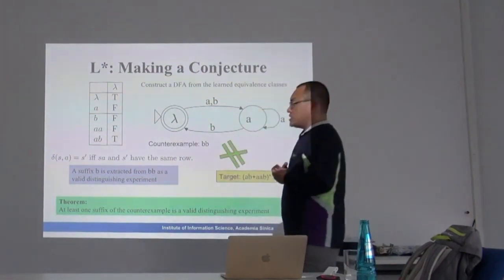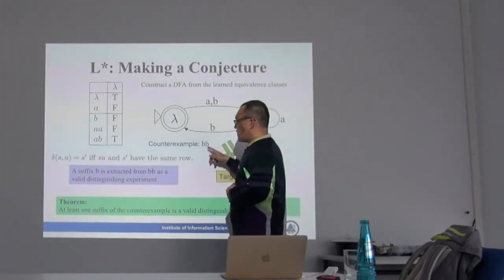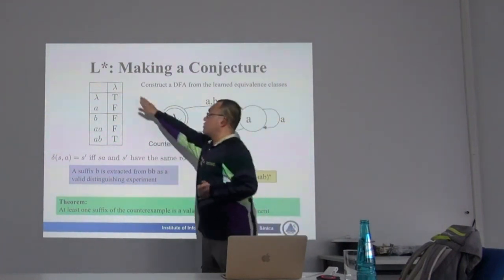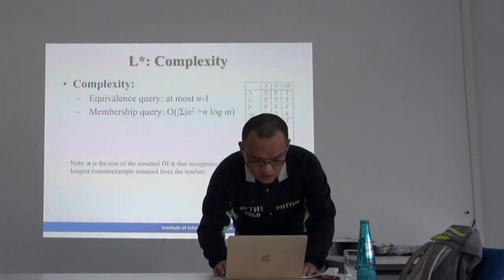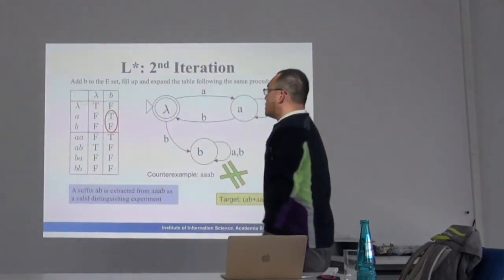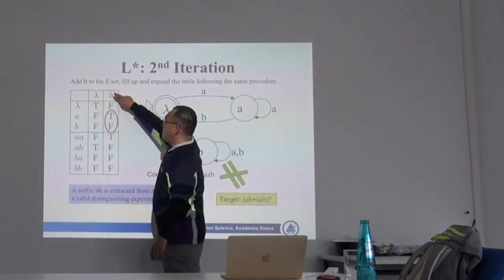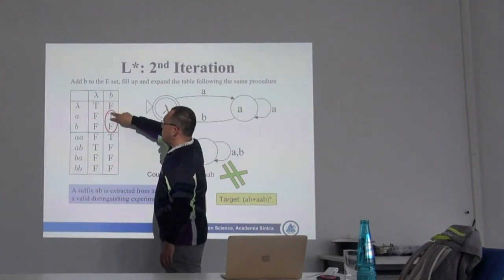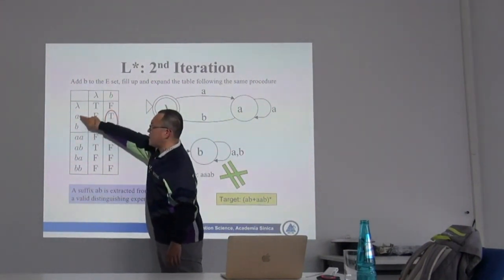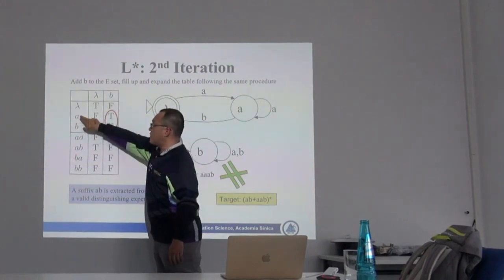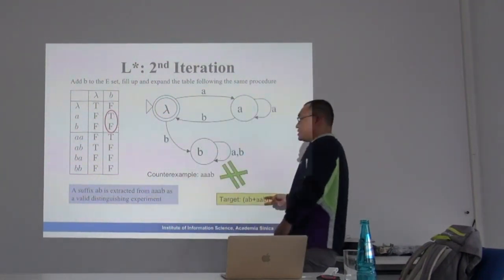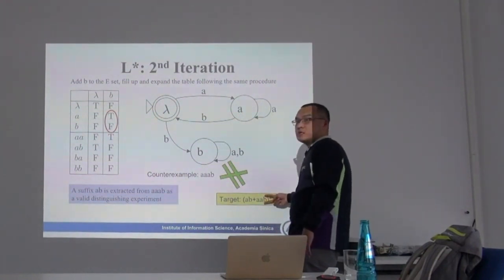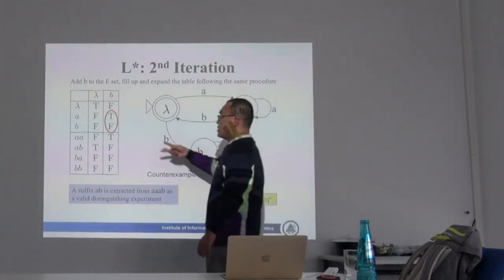In this case, the suffix is B. If I add B to the table, I can find at least one more state. So here it is. If I add B here, I will find that A and B should not be the same state, because if I concatenate A with B, it is in the language here. AB is in the language, BB is not. So A and B should be two different states.